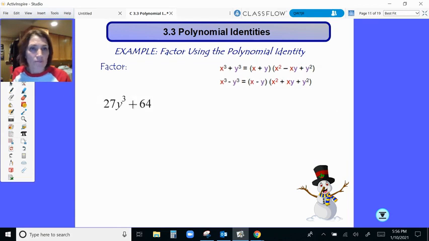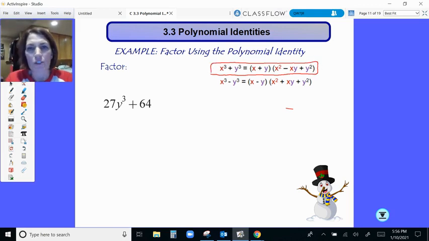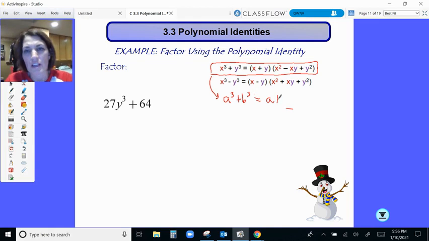Okay, let's try one more. So here's another one. This one has just a single variable, which is good. And this is going to be my sum, so we're going to use this form up here. And again, I'm going to rewrite this in terms of a and b so it doesn't confuse anybody. So I have a cubed plus b cubed equals a plus b times a squared minus ab plus b squared.